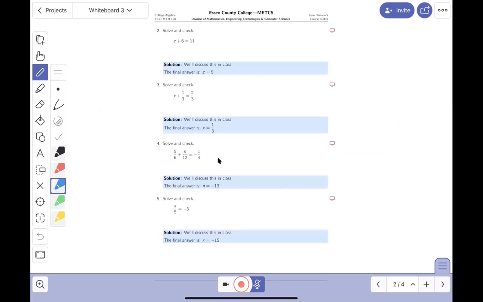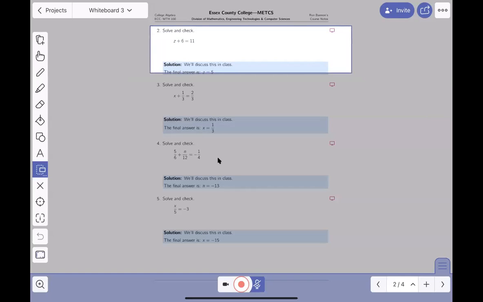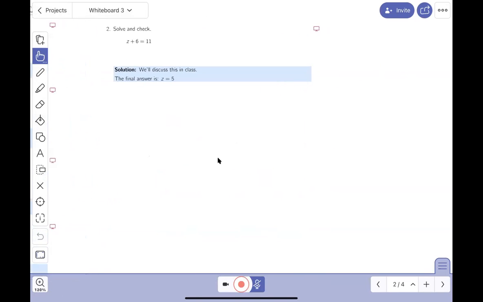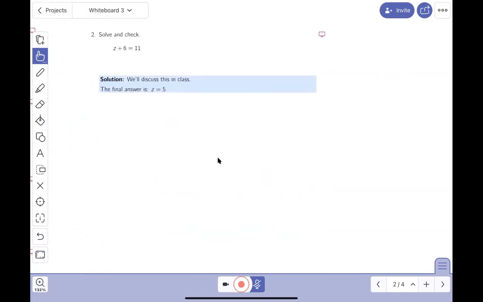Now, I'm going to claim for some students, these require no work, but I still want to put the work down for you. So I'll put number 2 on the side. We'll do number 3 later. So number 2 says solve and check. Let me copy the question. Whoops, let's go back to black ink.